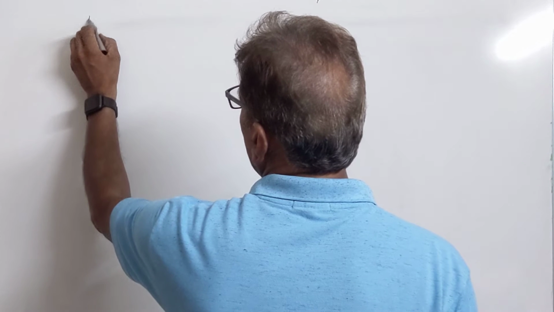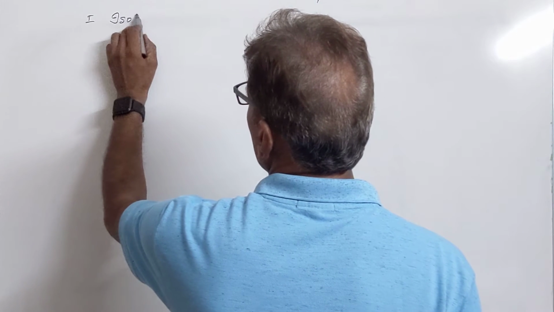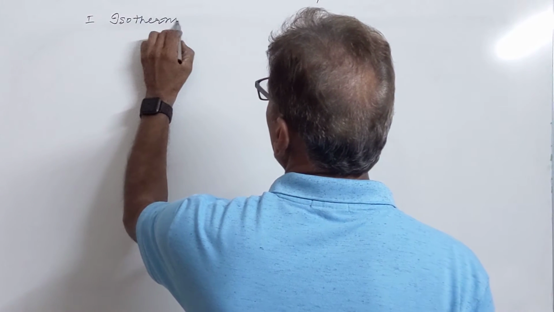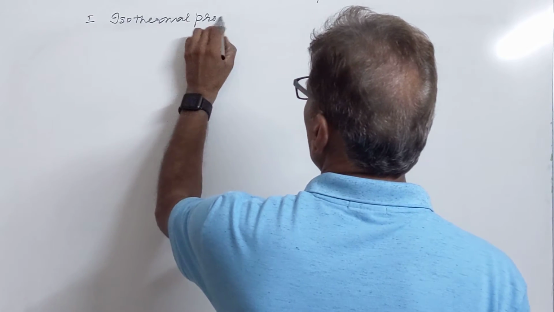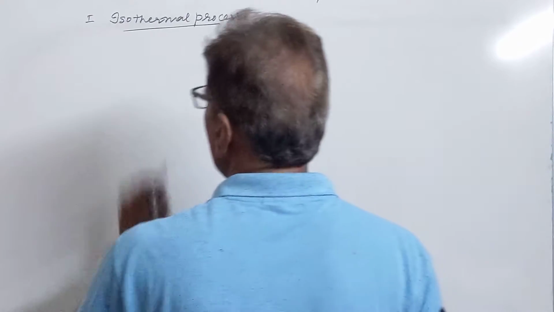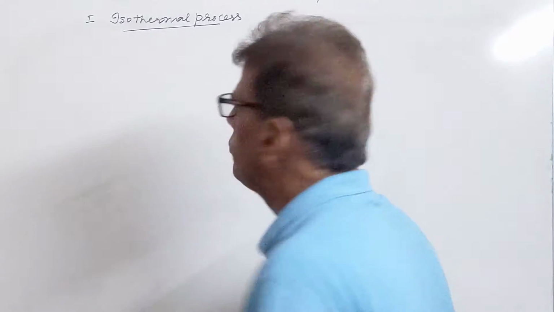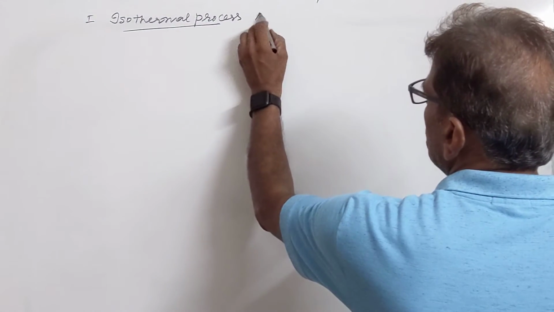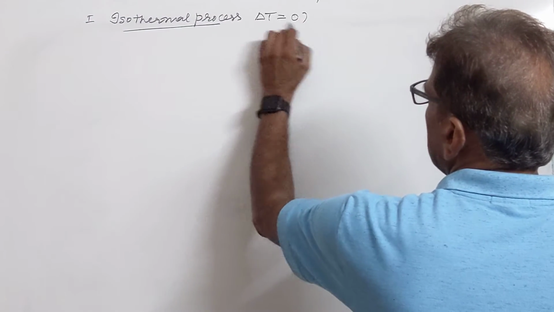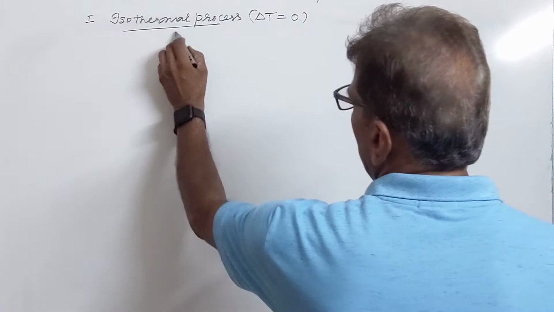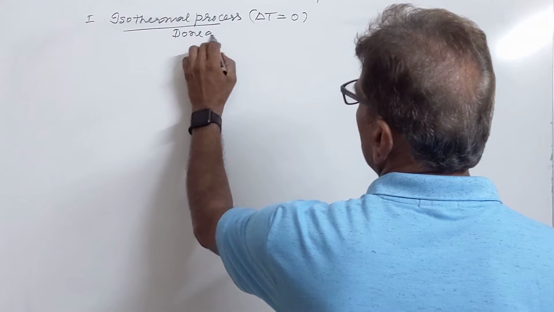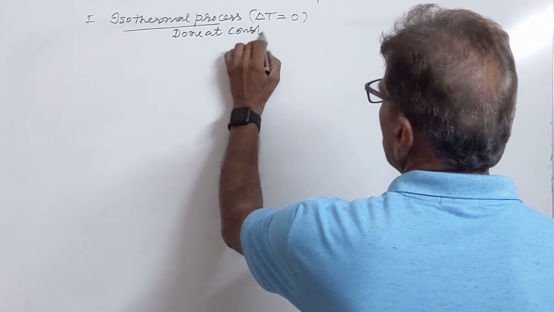Number one, isothermal process. An isothermal process is that process which is carried out at constant temperature. There is no change in temperature, so they are done at constant temperature.